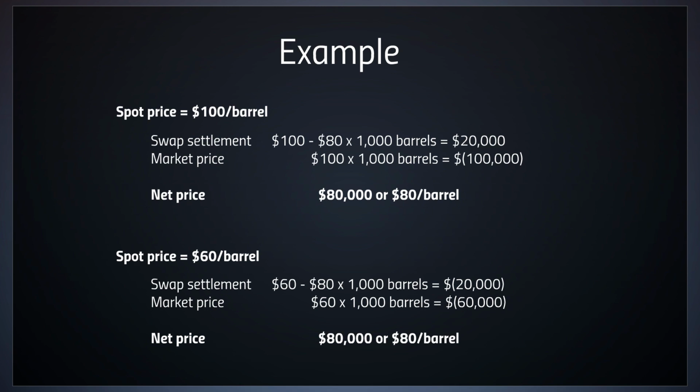If the market or spot price goes down to $60 a barrel, we're going to end up paying on the swap settlement. So we'll end up paying $20,000 in total. And when we go out to the market, we're going to pay $60,000 for our annual 1,000 barrels of oil. So that our net price is still $80 a barrel. We haven't changed at all because we've locked in that price with our swap.